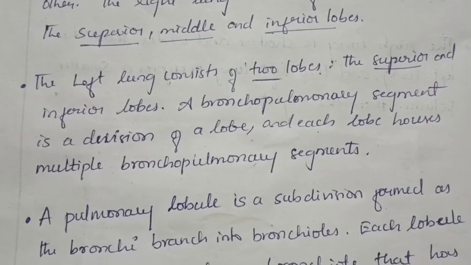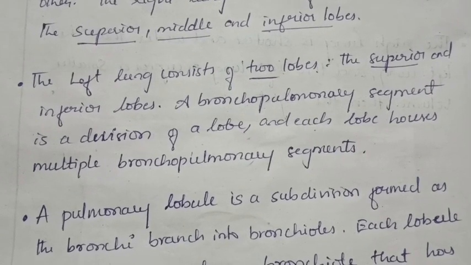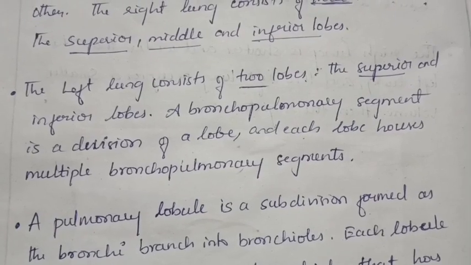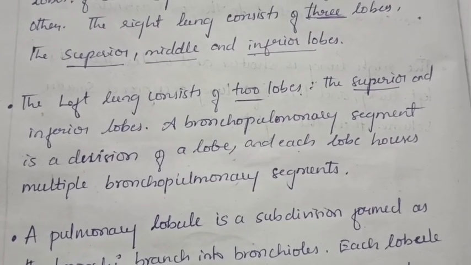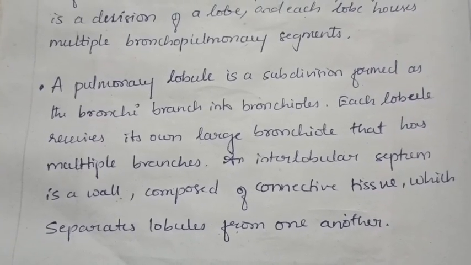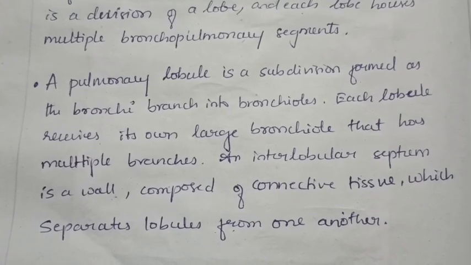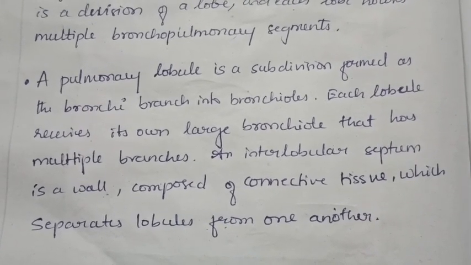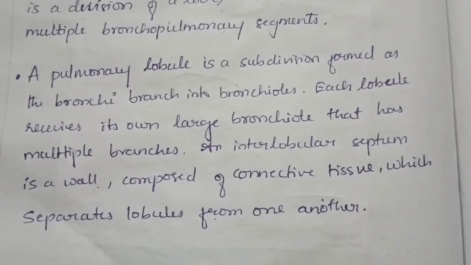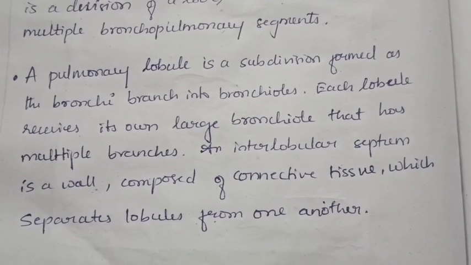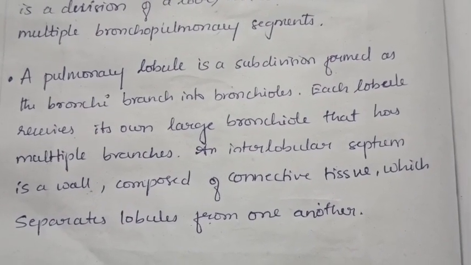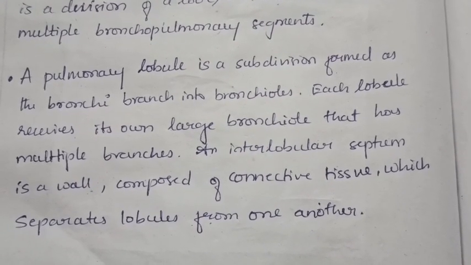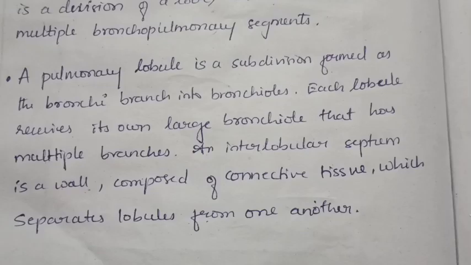A bronchopulmonary segment is a division of the lobe, and each lobe houses multiple bronchopulmonary segments. A pulmonary lobule is a subdivision formed as the bronchi branch into bronchioles. Each lobule receives its own large bronchiole that has multiple branches. An interlobular septum is a wall composed of connective tissue which separates lobules from one another.